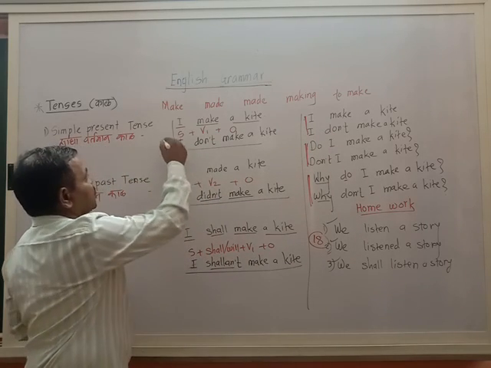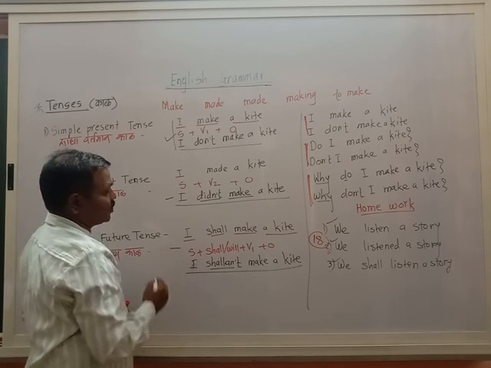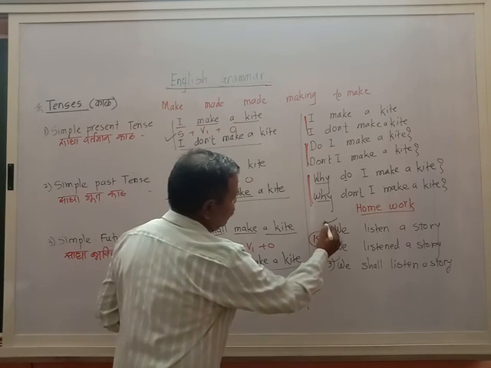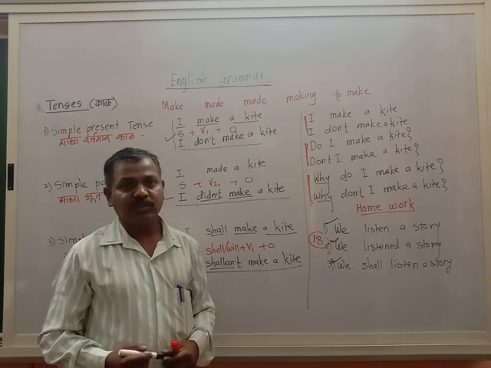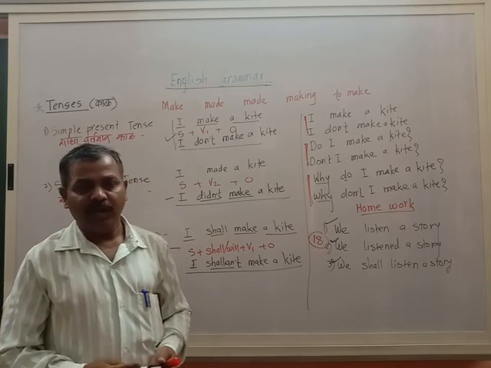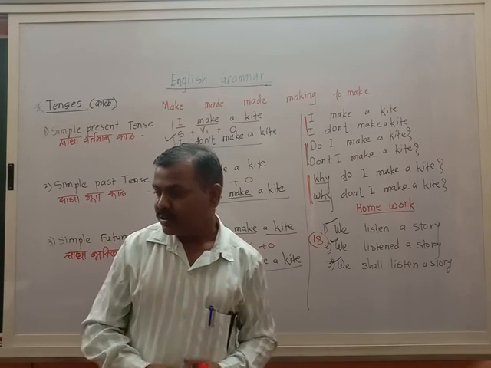So one example is completed. Yet you have to complete this one also with the 6 sentences. And every sentence of this type you have to convert into 6 sentences. Try yourself and report to me if any difficulties are there. Okay, good.